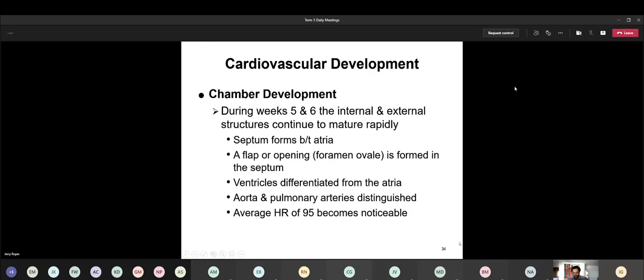Now during week 5 and week 6, this is where all of the fine tuning is going to really start taking place, where you're going to get your valves, your tricuspid, bicuspid, et cetera, and separation between them and so forth. And then at the very end, it says that heart rate starts off kind of slow, but then eventually it starts to speed up.